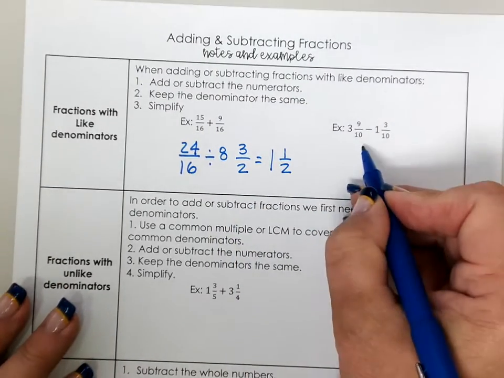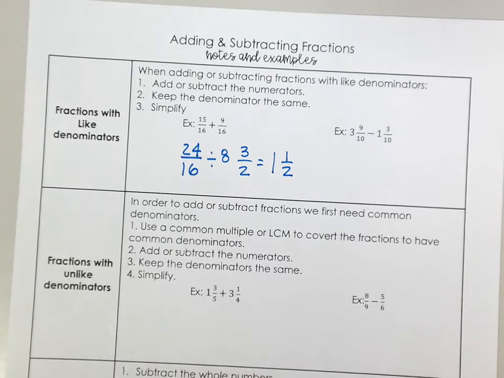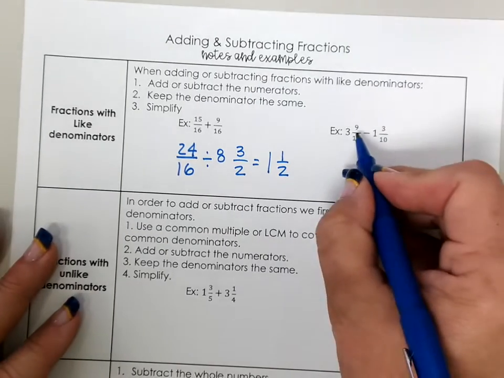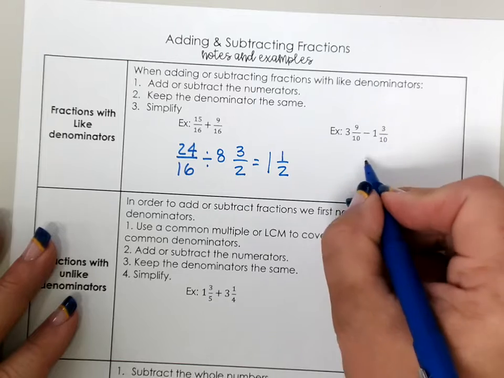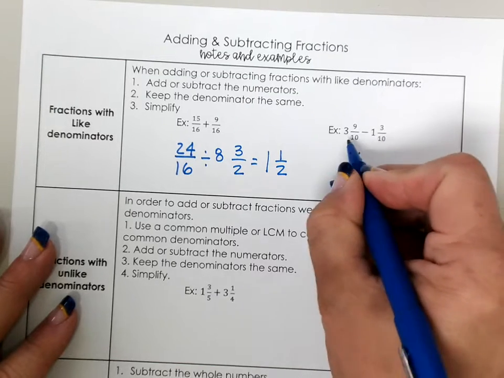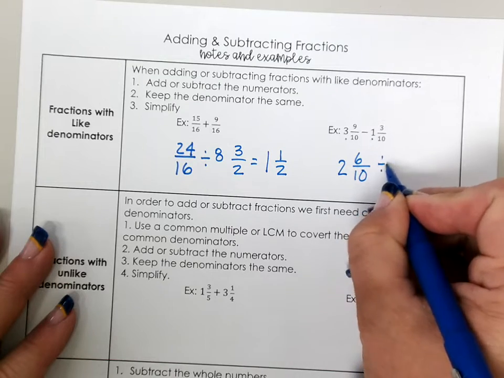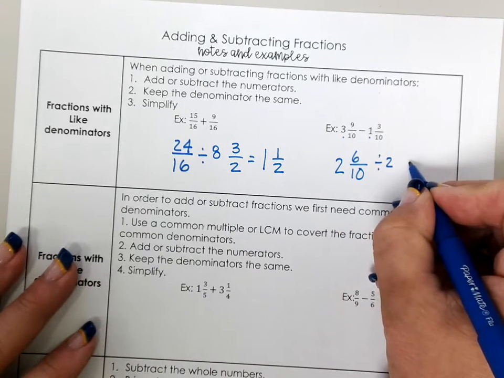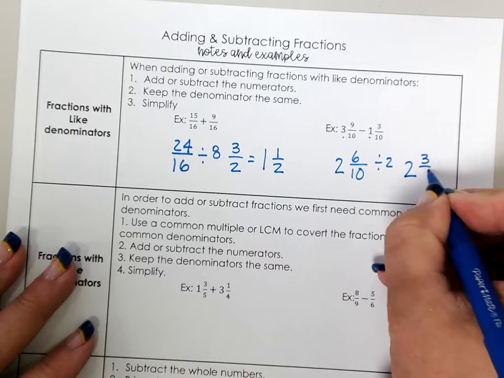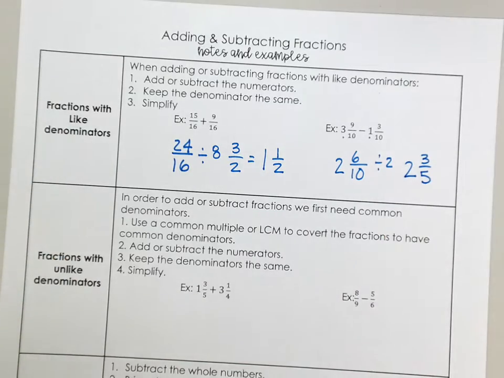All right, subtracting with whole numbers, we'll subtract the fractions first. So I have 9 minus 3 is 6 over 10, and then 3 minus 1 is 2. I will divide the fraction top and bottom by 2, and that will give me 3/5.